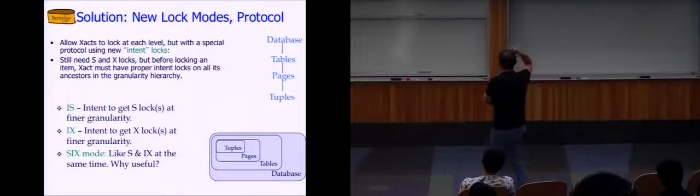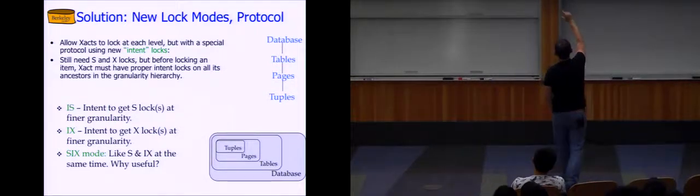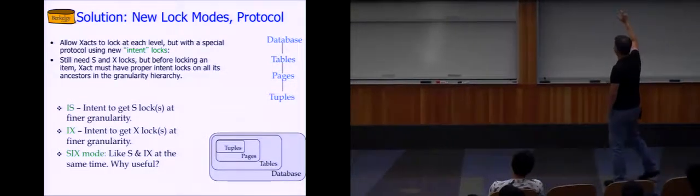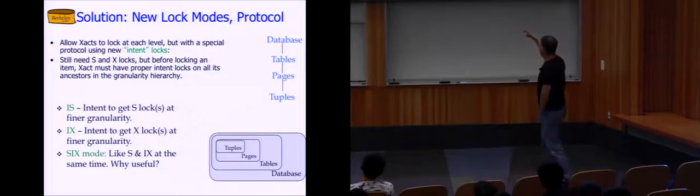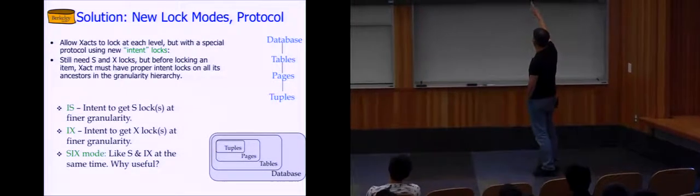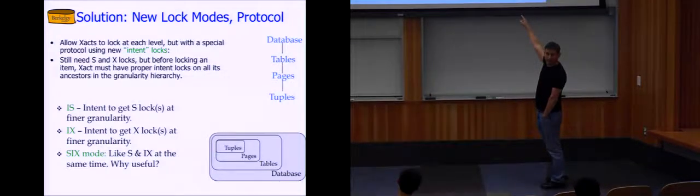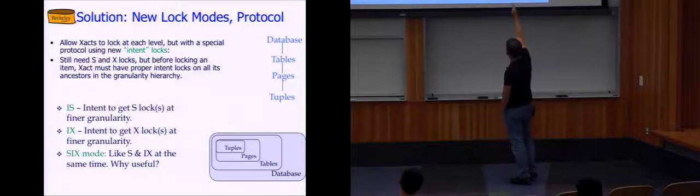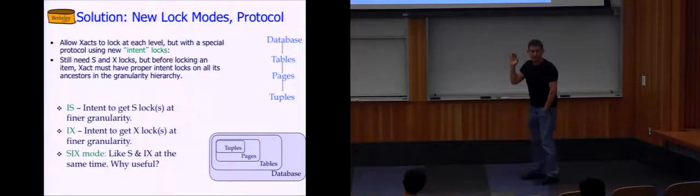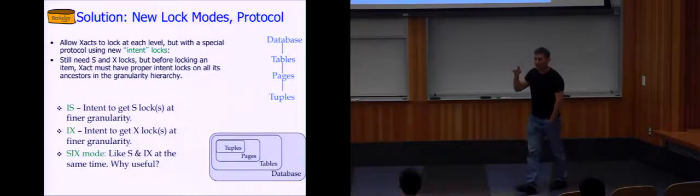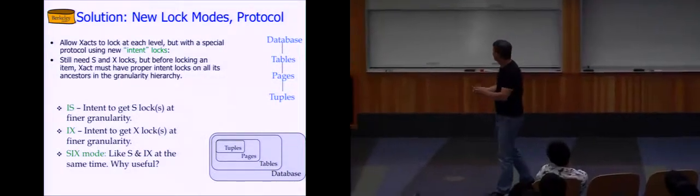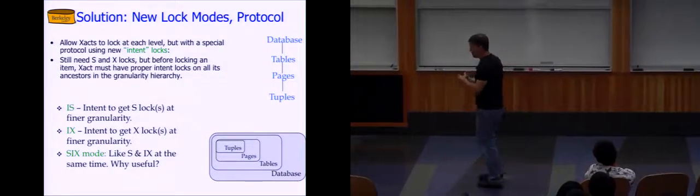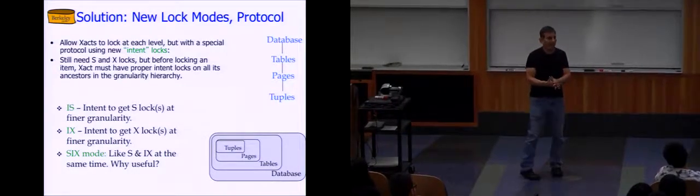Okay? So IS is a lock you set that says, I intend to get an S lock at a finer granularity than this. So you might take an IS lock on the database and then take an S lock on a table. Or you might take an IS lock on the database, an IS lock on a table, and then take an S lock on a page. Okay? So IS is the intention to, somewhere in a finer grain, set an S lock. IX is the same thing, except you're saying I intend to get an X lock at a finer grain.